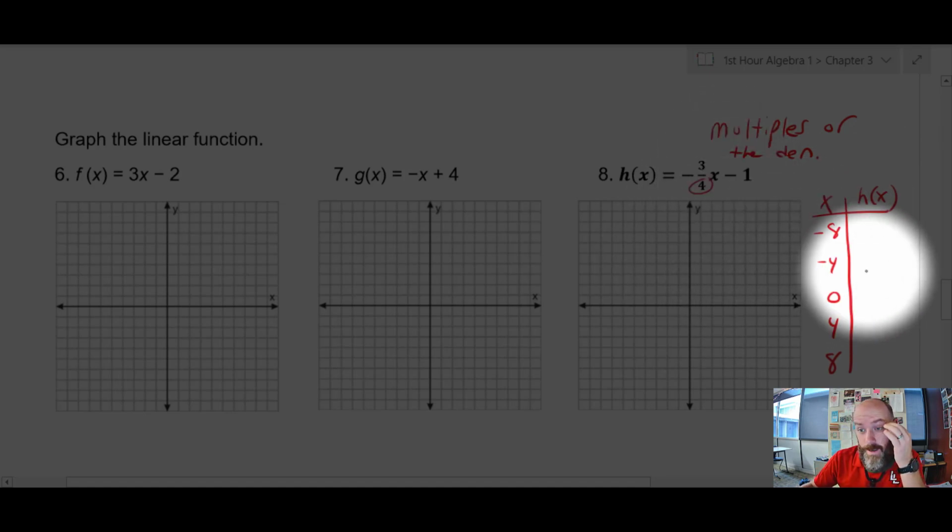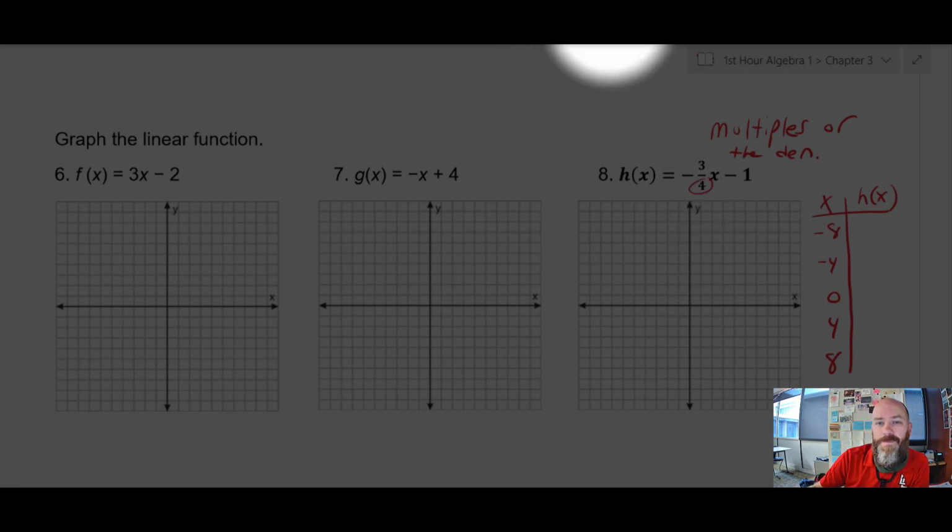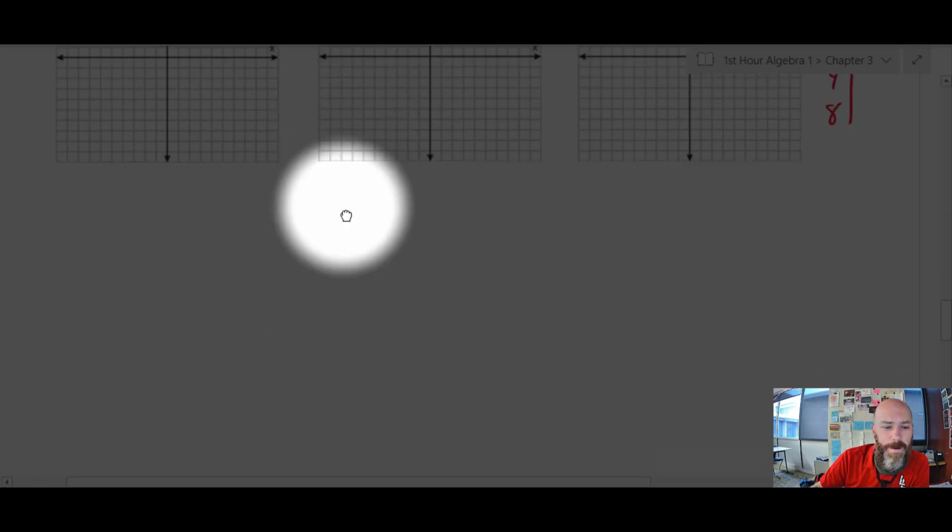Now, if there's points that you get in your chart that don't fit on the graph, fine, only plot the ones that fit. You can use the numbers -2, -1, 0, 1, and 2, but you might have some fractions to graph, which will be a little bit more challenging. So you can. Just know if you ever have numbers that are too big for your graph, just don't plot them. All right, only plot the ones that will fit on there. All right, let's do this last one here.